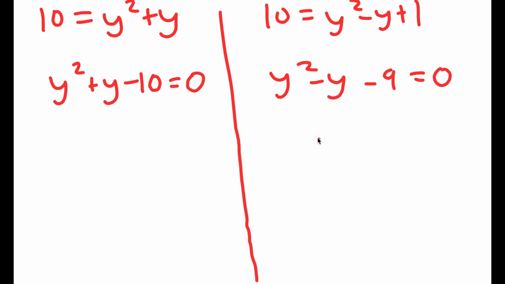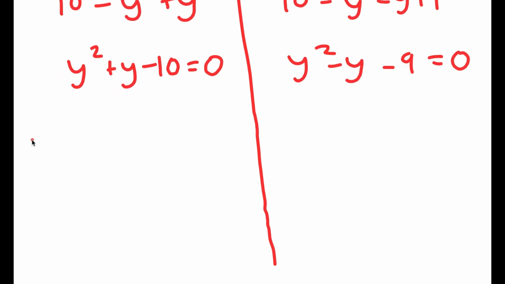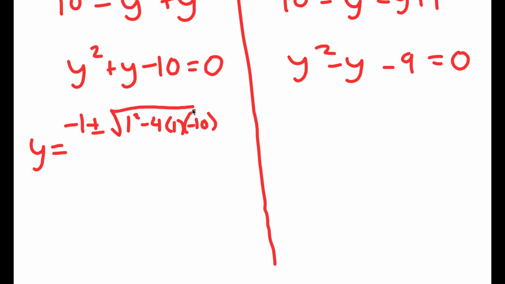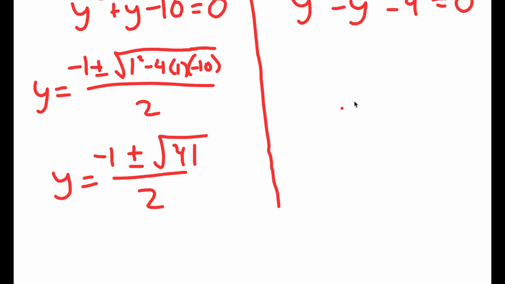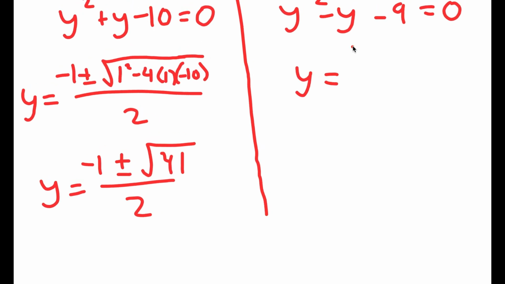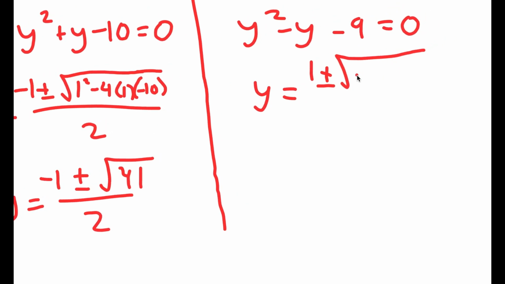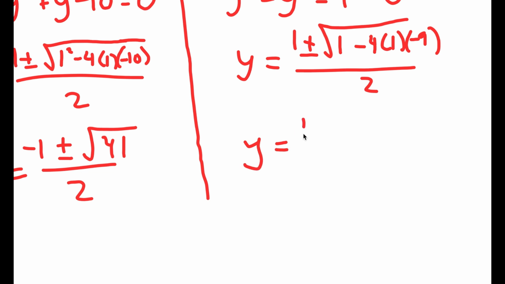To solve these, I'm going to use the quadratic formula for both of them. My left-hand side turns into negative 1 plus or minus the square root of (1 squared minus 4 times 1 times negative 10), all over 2. And this is equal to negative 1 plus or minus the square root of 1 plus 40, which is 41, over 2. Now, for my right-hand side, by doing the same thing, I have y is equal to 1 plus or minus the square root of (negative 1 squared, which is just 1, minus 4 times 1 times negative 9), all over 2. And this is equal to 1 plus or minus the square root of 37, over 2. So these are my two values of y.